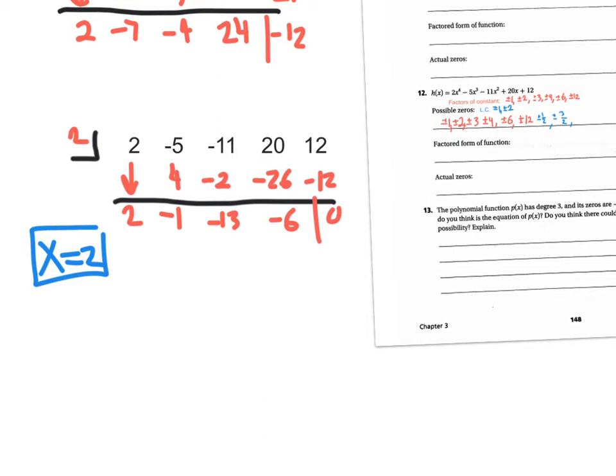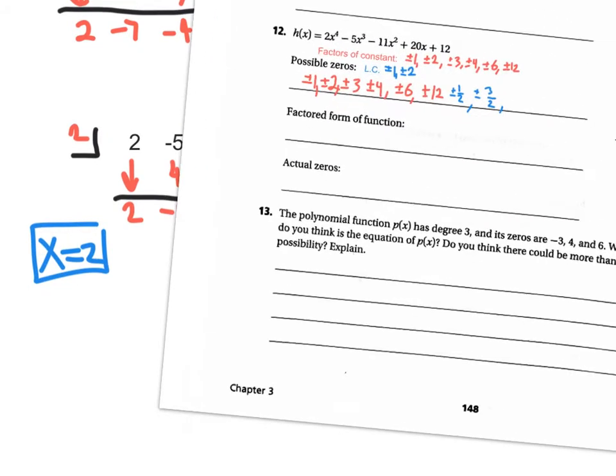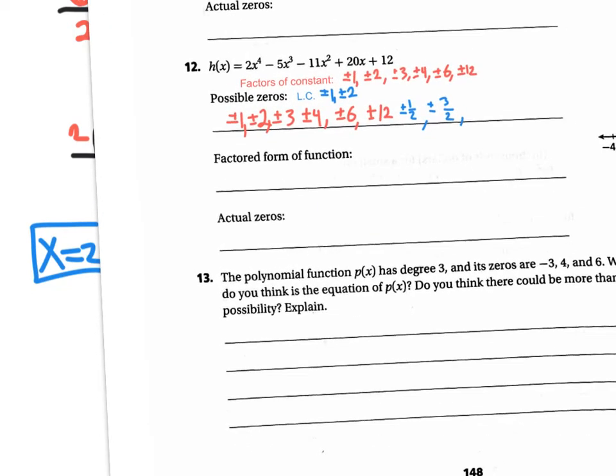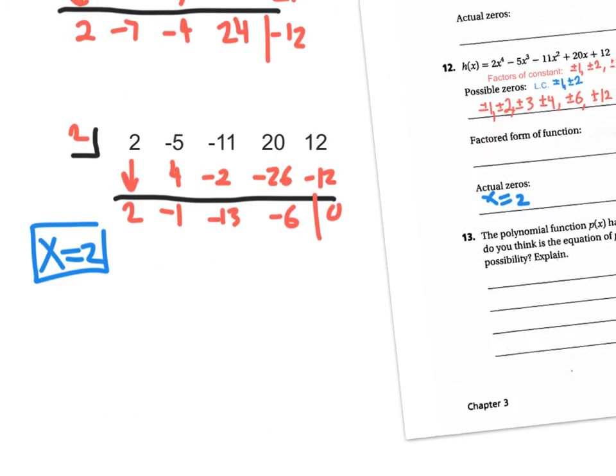As a matter of fact, we could already write down that as one of the actual zeros down here because that's an actual answer. Let's actually do that. So I'm just going to go over here to where it says actual zeros, and I want to write down the first answer, x equals 2. Okay, let's keep going. So we're going to go back to our work over here.